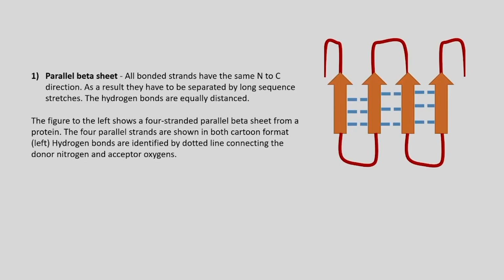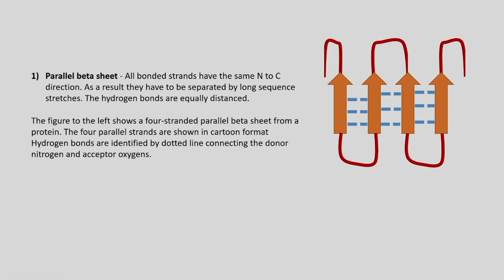Now, these beta sheets may be arranged in different orientations. One of them is the parallel beta sheet orientation. Here all bonded strands have the same N to C direction. As a result, they have to be separated by long sequence stretches. The hydrogen bonds are equally distanced. In the figure to the left, you can see the 4-stranded parallel beta sheet from a protein.